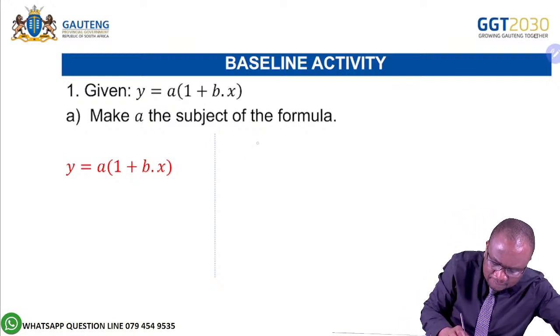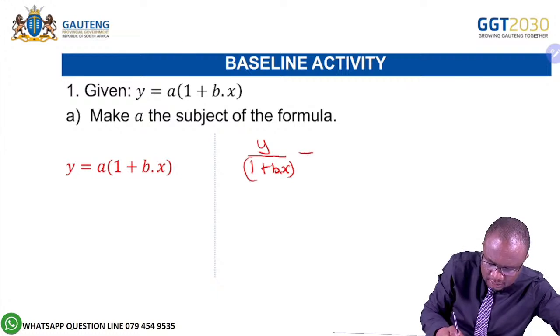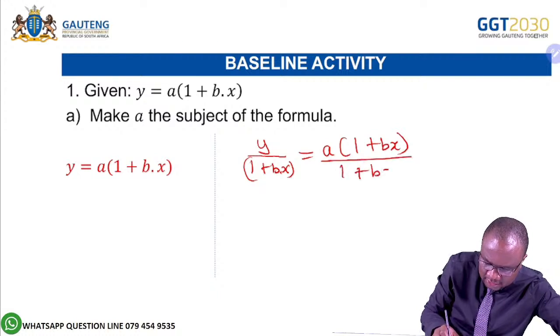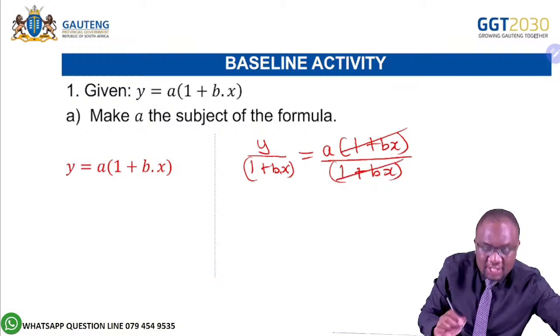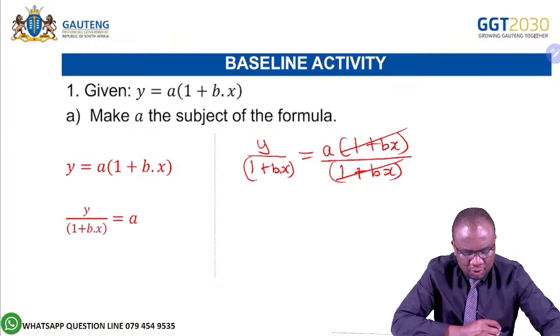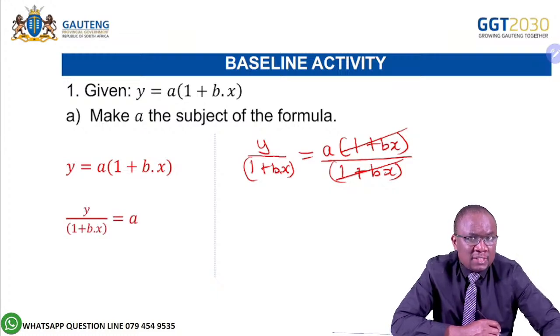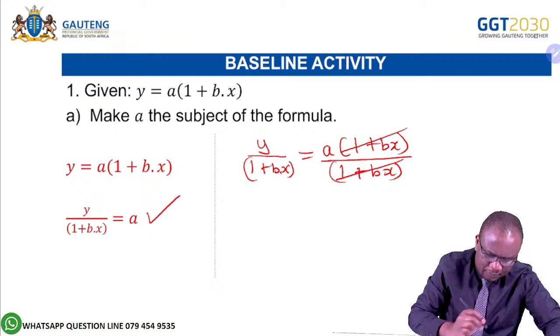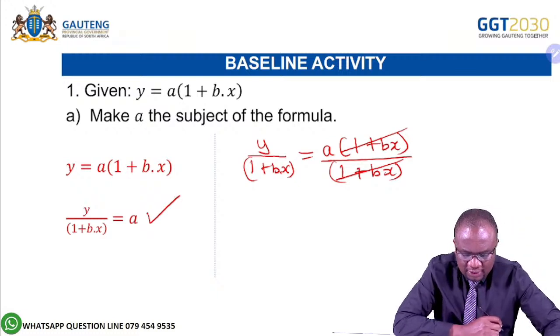So we're going to say y divided by 1 plus bx is equal to A, and then 1 plus bx divided by 1 plus bx. You see that? And then this bracket divided by this bracket will give us 1, isn't it? So we're going to remain with A is equal to y over 1 plus bx. Can you mark that? And then we have done A.